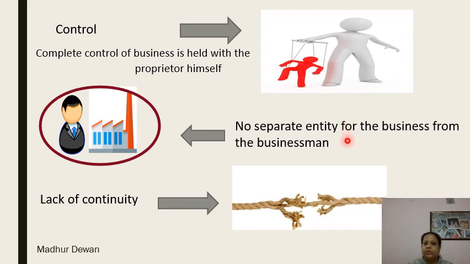Next one is no separate entity. So in the eyes of law, business does not have an entity separate from its owner. Next is lack of continuity. Death, insanity, imprisonment, bankruptcy, physical ailment of the sole proprietor may lead to the closure of the business.